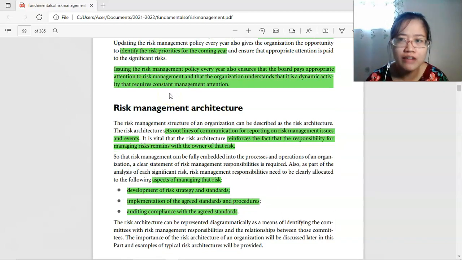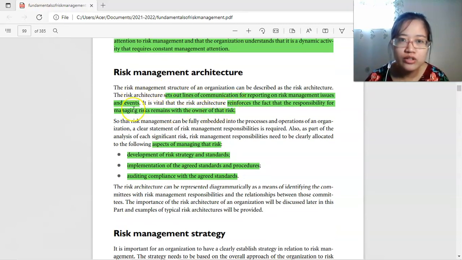Okay? Kasi after dealing with your current priorities, syempre, magbabago naman yan later on unless, sila pa din talaga yung greatest exposure ng company. Issuing the risk management policy every year also ensures that the board pays appropriate attention to risk management and that the organization understands that it is a dynamic activity that requires constant management attention. Okay?